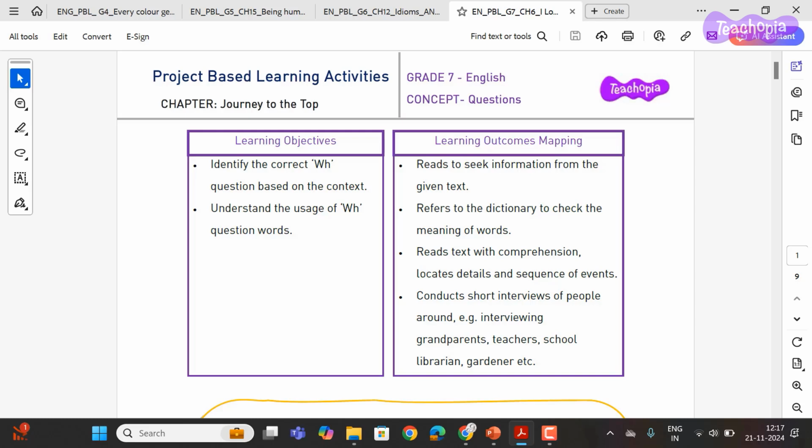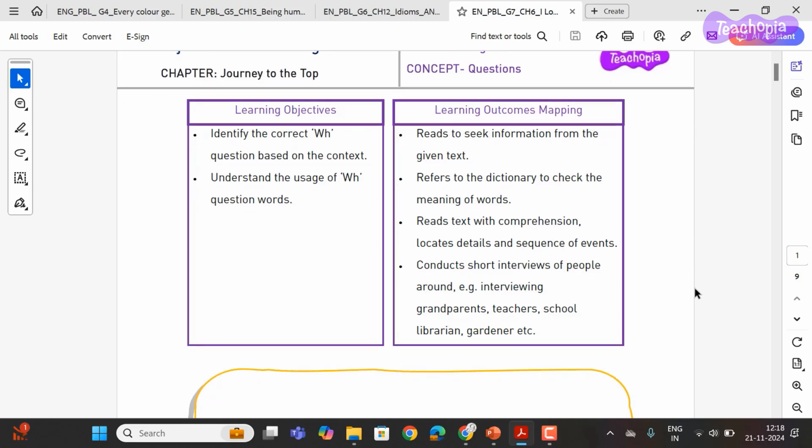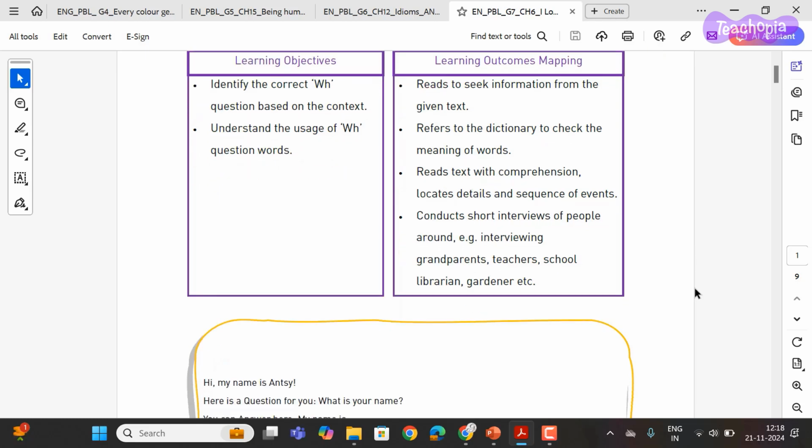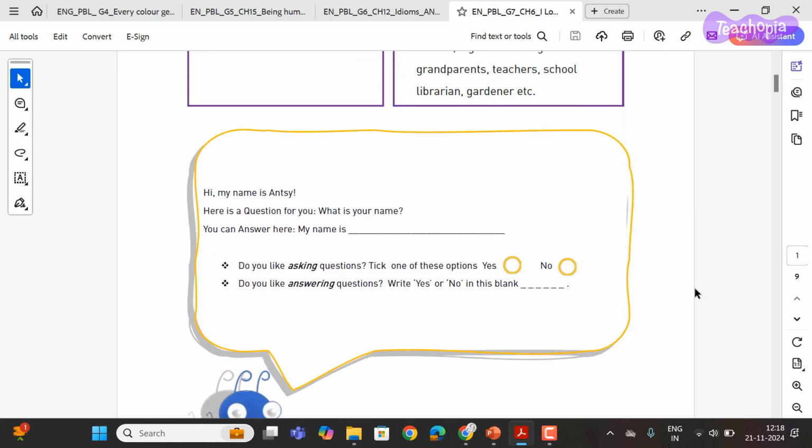WH question words. The learning outcomes: reads to seek information from the given text, refers to dictionary to check the meaning of words, reads text with comprehension, locates details and sequence of events, conducts short interviews of people around, example, interviewing grandparents, teachers, school librarian, garden, etc.